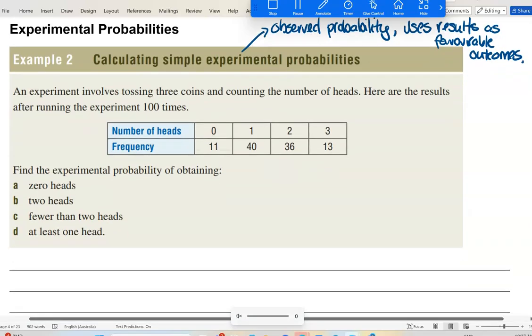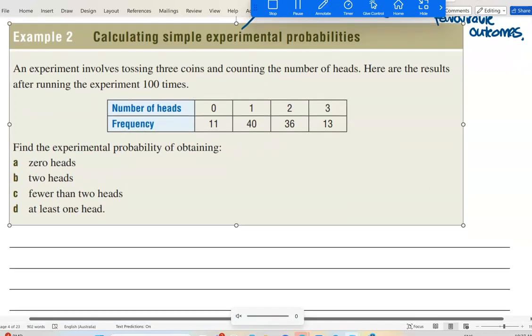So it said an experiment involves tossing 3 coins and counting the number of heads. Here are the results after running the experiment 100 times. So they throw 3 coins at the same time, and it's just what happens in that outcome. So you could get 0 of those 3 coins showing a head. You could get 1 of them showing, 2, or all 3 could be a head.